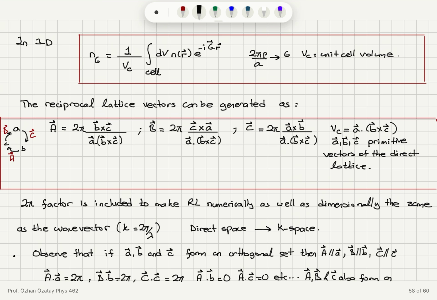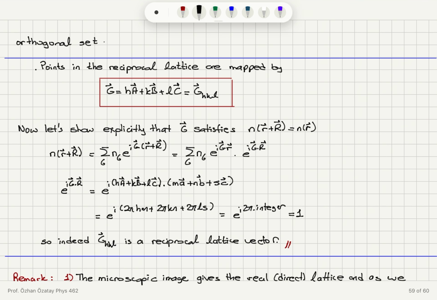However, if I take the dot product of capital A vector with the B vector, I get 0, etc. So basically, capital A, capital B, and capital C vectors also form an orthogonal set. So the points in the reciprocal lattice vector are mapped by using the G vectors of the form HA plus KB plus LC, which we show as G sub HKL.